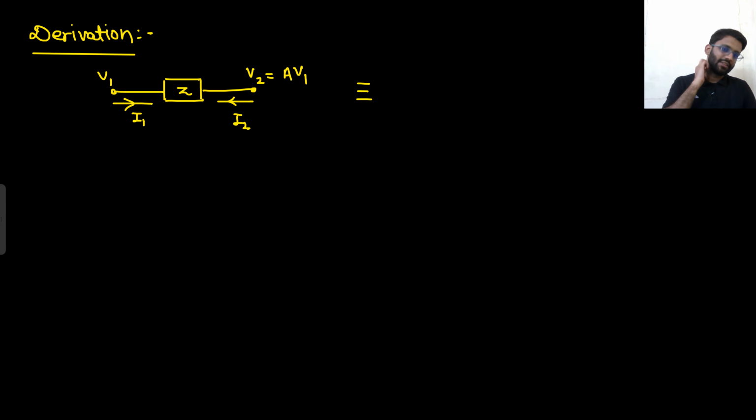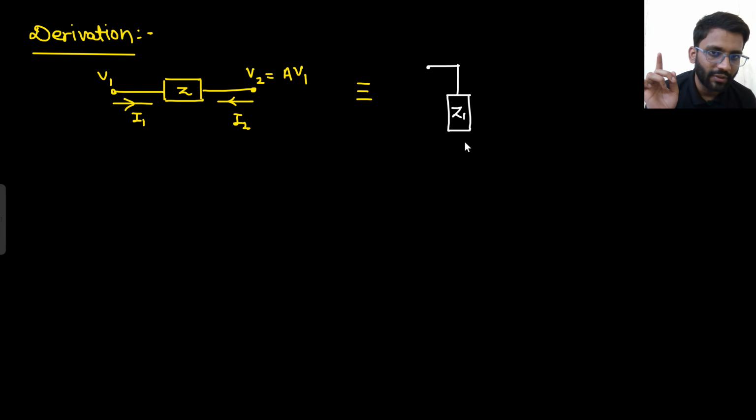Now let's prove this particular theorem. This is my V1, this is my V2, V2 is A V1. From V1 to ground, I will see an impedance. That value I don't know, I am calling this Z1. So from V1 to ground, I see an impedance that is Z1, and from V1, I1 current is getting out.